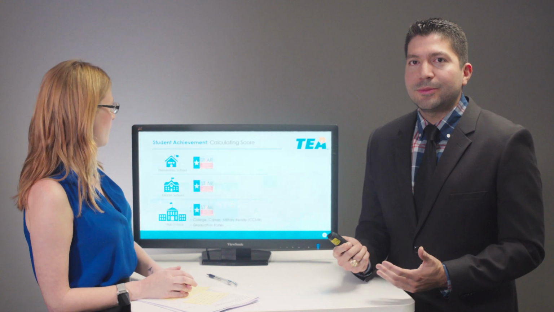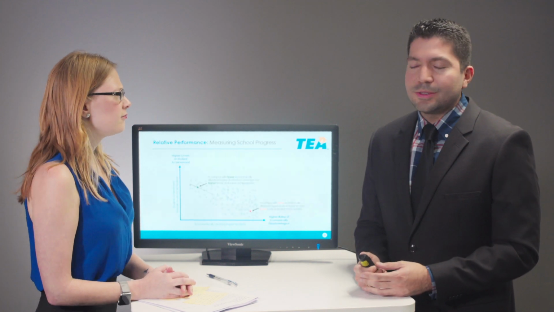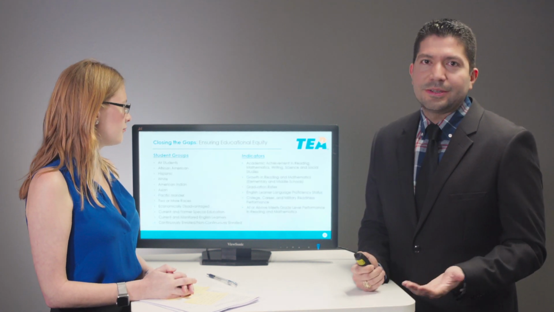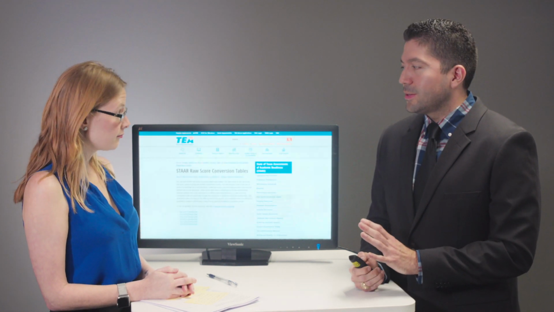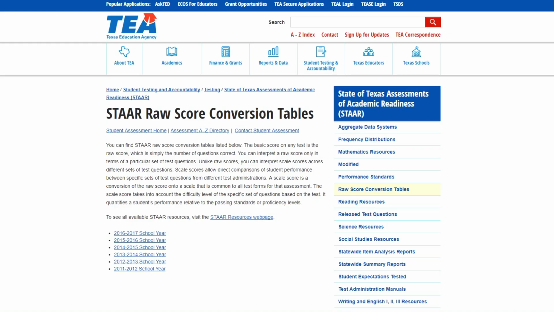And I know people think about different performance levels and they're like, wasn't it just pass? Like, what's the percentage to pass? And that's not the case. So I would really focus on looking at a raw score conversion table. If you look at TEA's webpage, they do publish what's called the STAAR raw score conversion table.